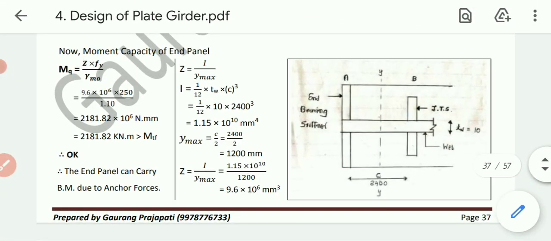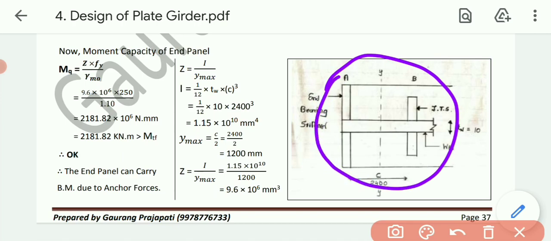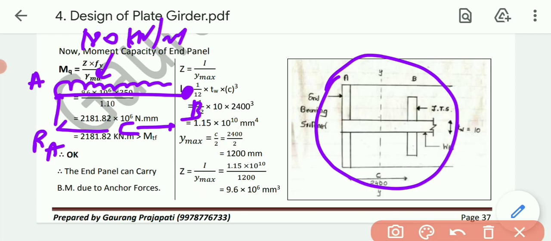See, in step number 8, we were calculating the anchor forces in the end panel. Let me draw the beam section of this one. This is our end, that is reaction RA, and at the distance of C, one ITS will be there over here. Let's give it a name as B. Meanwhile, UDL will be acting over here of the load 180 kilonewton per meter, which we calculated in step number 1. So we need to calculate the shear force at B.